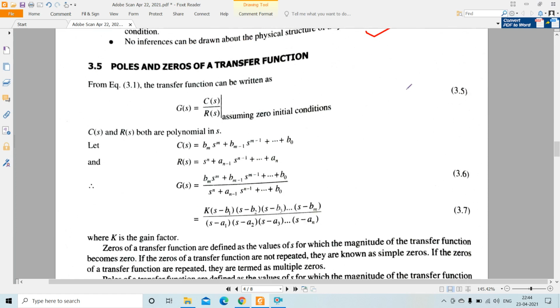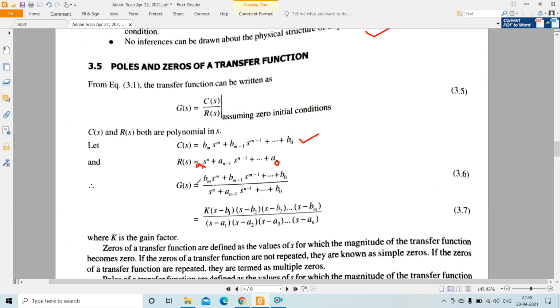Now, poles and zeros of a transfer function. What are poles and zeros? The transfer function G(s) is equal to C(s) by R(s) with all initial conditions 0, and C(s) and R(s) are both polynomials in s. So C(s) is equal to b_m s to the power m plus b_(m-1) s to the power m minus 1, up to b_0; this is the polynomial expression for C(s). The polynomial expression for R(s) is a_n s to the power n plus a_(n-1) s to the power n minus 1, up to a_0.